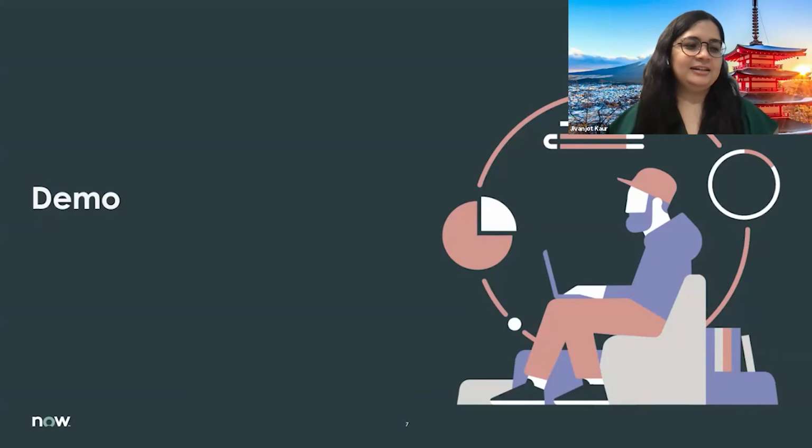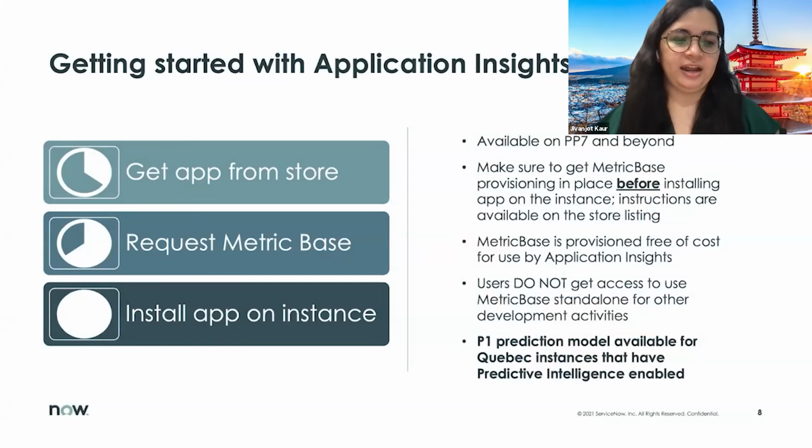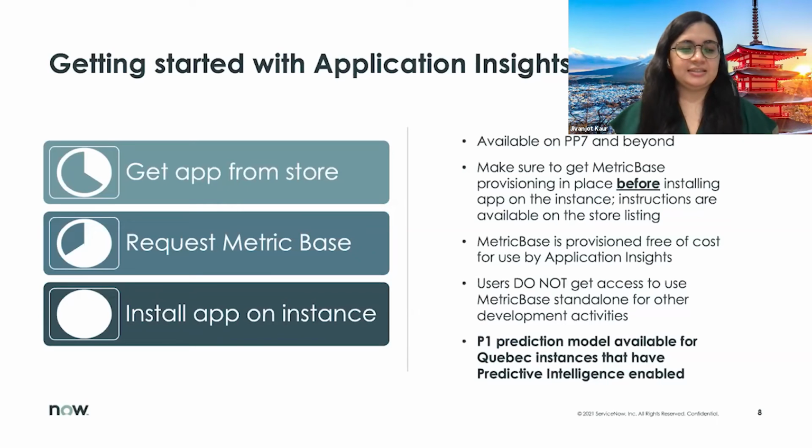That concludes the demo of the app, but I do want to quickly share a guide on how you can procure the app and set your instance up to start getting value out of the insights and capabilities of Application Insights. The app is available on the store. Just search for Application Insights, or you can reach out to your account managers and they can share the link with you. You can install and use the app on any instance that is Paris Patch 7 or above. One key thing to call out is that we are using Metric Base behind the scenes to store and provide the time series information on the charts. So you will need to request Metric Base for the particular instance that you want to install the app on.